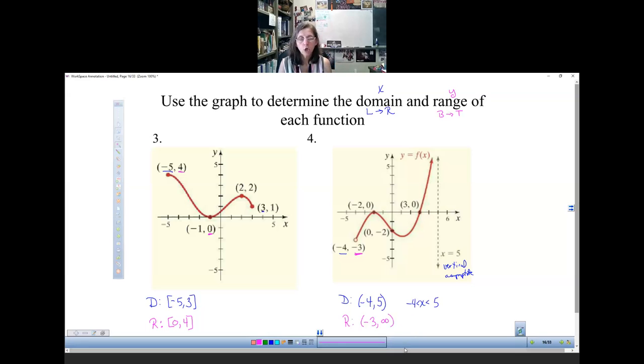Okay? Question. Some of you guys were so close. And that little arrow thing and that vertical asymptote are a little bit tricky there. Questions?